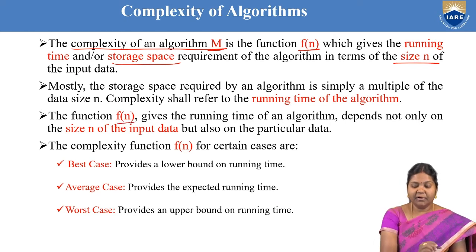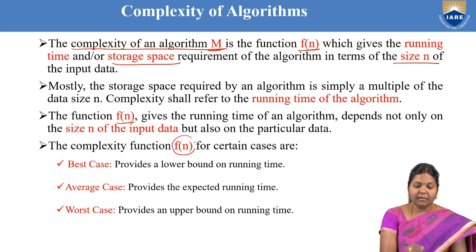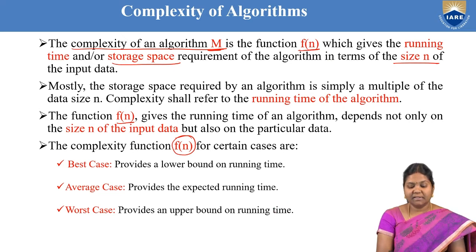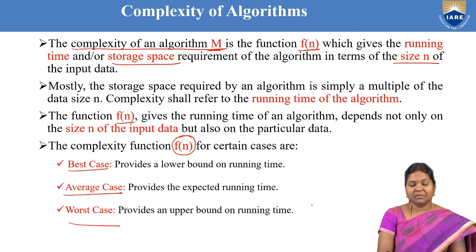The function f of n gives the runtime of an algorithm mostly, and depends not only on the size of the input data but also on other particulars of the data. So, the function f of n is computed based on certain parameters. The time complexity we have to compute based on the lower bound, upper bound and the middle bound. Based on that, we have three types of cases. One is called the best case, one is called the average case and one is called the worst case.